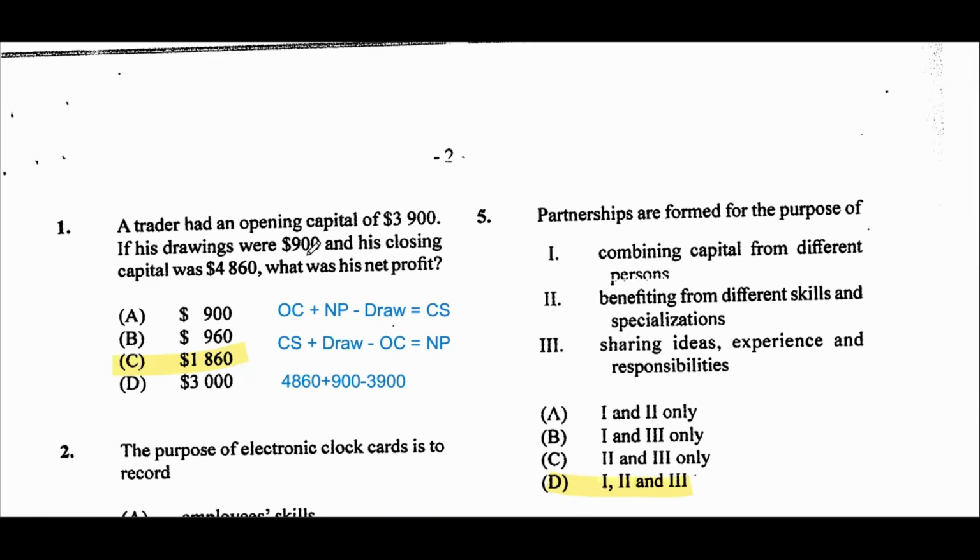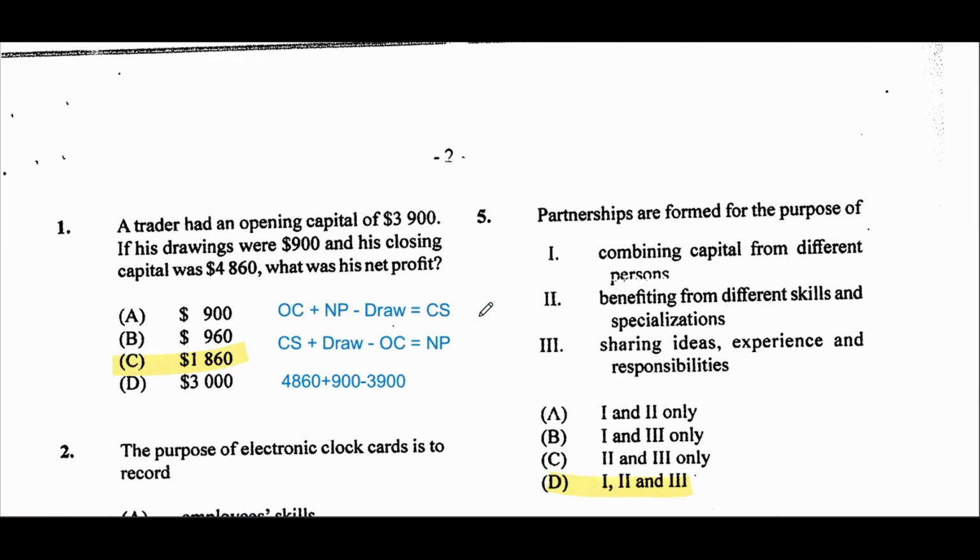Question 1. A trader had an opening capital of $3,900. If his drawings were $900 and his closing capital was $4,806, what was his net profit? Now, we all know the formula to work out your closing capital: the opening capital, add net profit, less drawings, to give you closing capital.